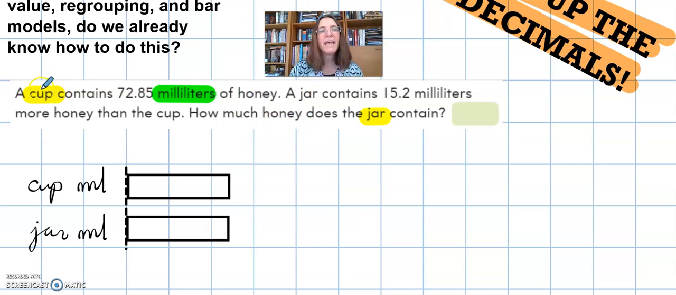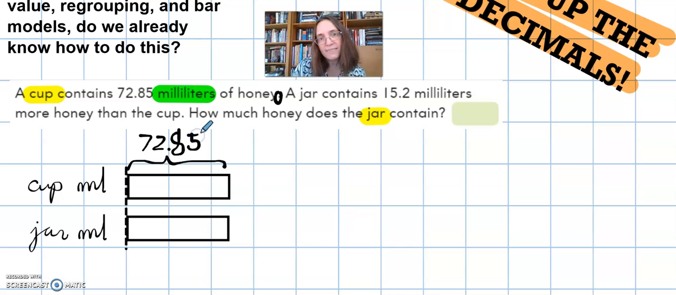Let's do that. A cup contains 72 and 85 hundredths milliliters of honey. Stop. There's a period. It's the end of the sentence. So I'm just going to take a moment here and say, oh, well, that's how much this bar is. It's 72 and 85 hundredths. Again, that wasn't difficult necessarily, and by breaking this down into steps, you can conquer it. Let's do the next one.